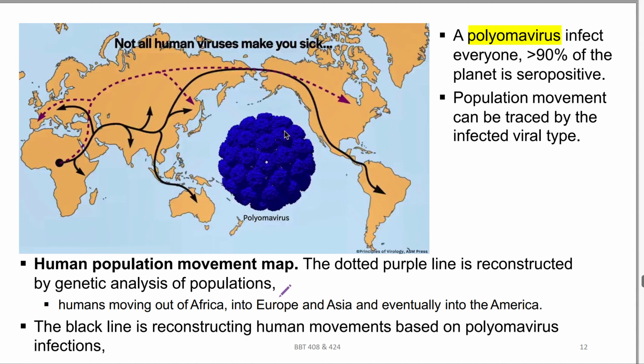So here is the human population movement map. The dotted purple line is reconstructed by genetic analysis of populations, showing humans moving out of Africa into Europe, Asia, and eventually into the Americas. And the black line is reconstructing human movements based on polio infections. Poliovirus infects everyone, and greater than 90% of the planet is seropositive. Seropositive means the presence of poliovirus antibodies in the blood, and population movement can be traced by the infecting viral type.